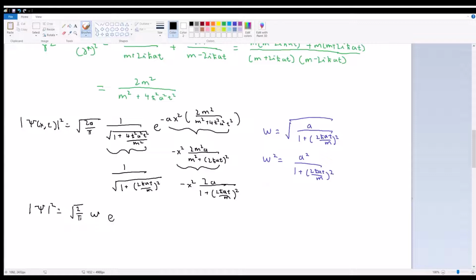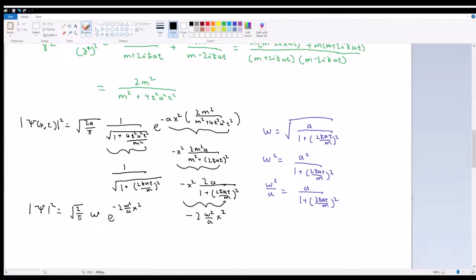So what we can say is, from here, there's nothing stopping me from just rewriting this as omega squared over a, which is going to give us a over 1 plus 2 h bar at over m squared. So if we write it like that, then this is just equal to negative 2 times omega squared over a x squared. So if we move this down, then this is e to the power of negative 2 omega squared over a x squared, and this is just our answer.